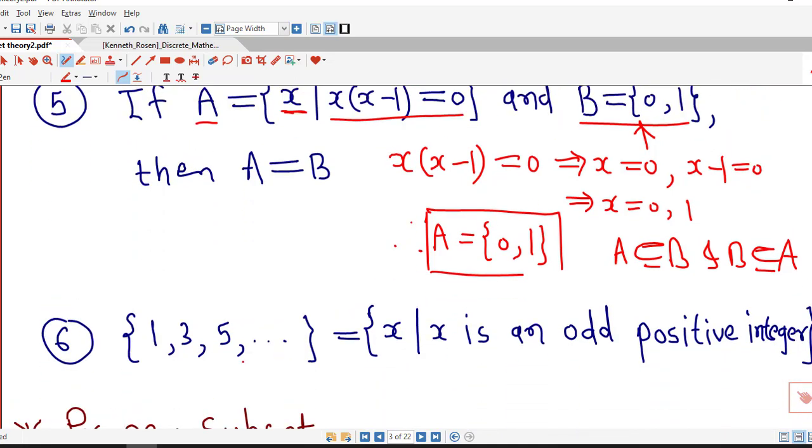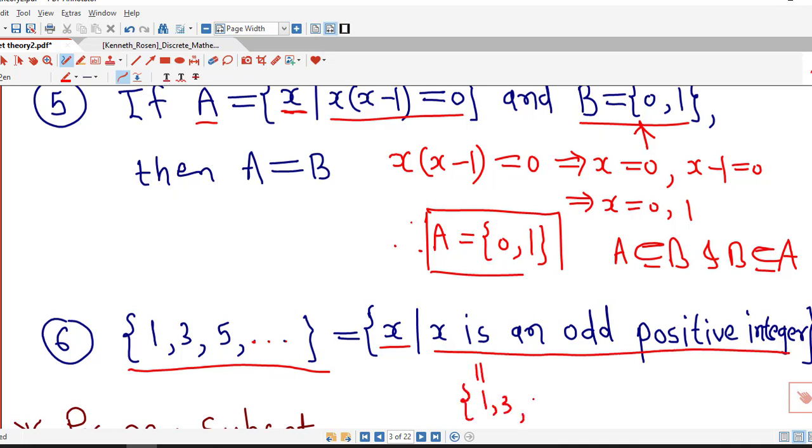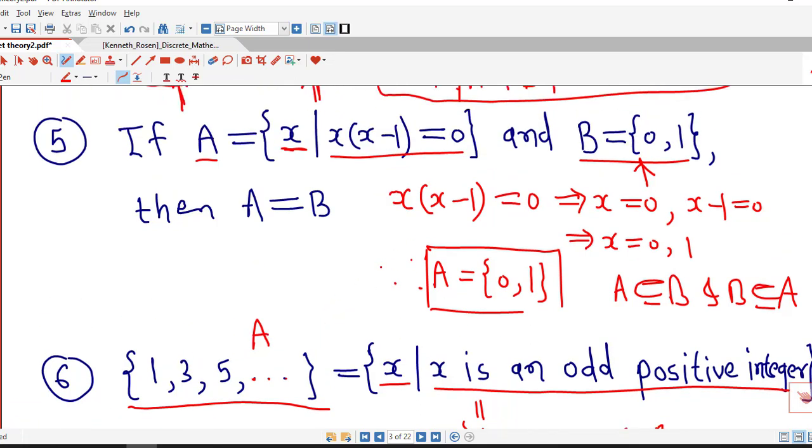This is another example of equal sets. This set contains 1, 3, 5 and so on. There are infinite number of elements. Next element is 7, then 9, and here we are considering those x which are odd positive integer. So we know that odd positive integers are nothing but 1, 3, 5, 7 and so on. So here also, if we consider this set as A, this set as B, then we can see that A is subset of B and B is subset of A. Therefore A and B are equal.